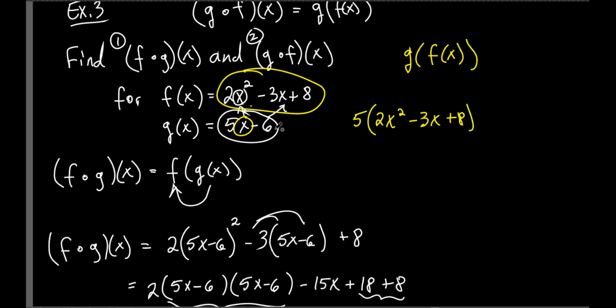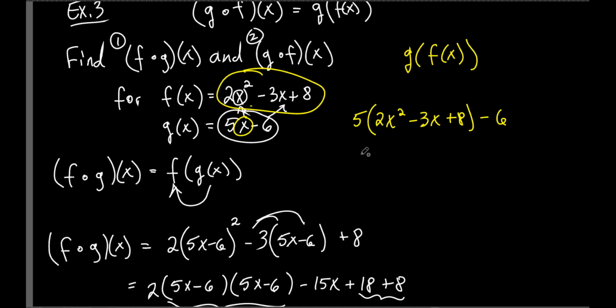So that's the only substitution we have to make, right? This had an x. We're putting what the f function is in for the x in the g function. And then what's at the end? Just a minus 6. So it's a simple distributive property, add like terms, and we're done.